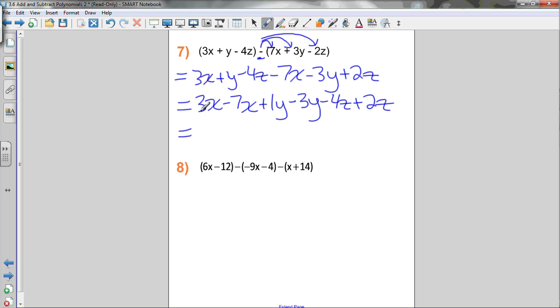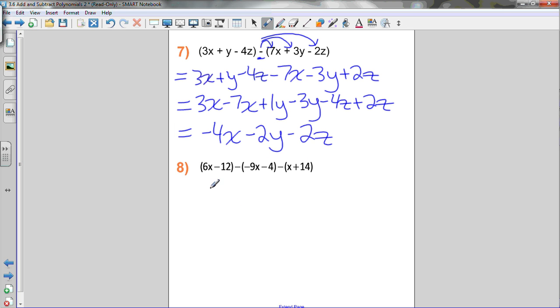Now let's simplify this. 3x minus 7x gives me negative 4x. 1y minus 3y gives me negative 2y. And negative 4z plus 2z gives me negative 2z. There we go. That expression is simplified. None of these three terms are like terms because they all have different variables, so I can't collect those at all. All right, last one.